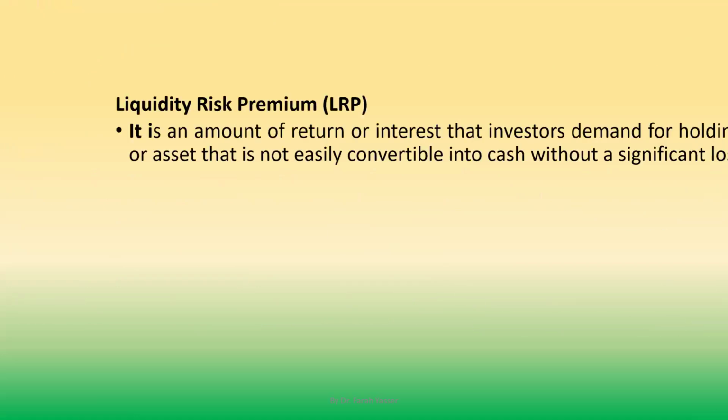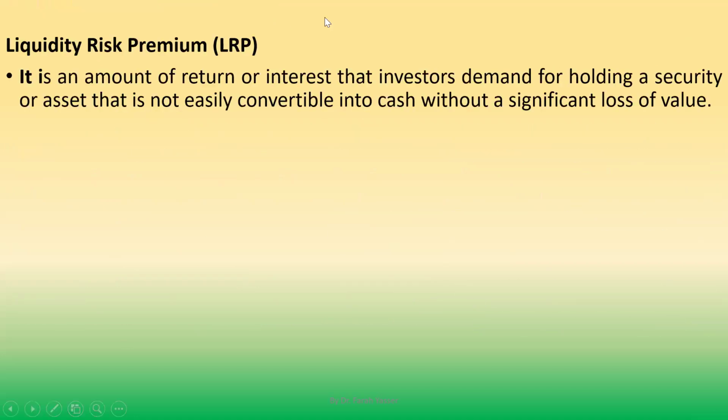The next is liquidity premium. Liquidity premium is the return, or the interest, that investors demand for holding a security that is not easily convertible into cash without a significant loss of value. And we have just discussed that treasury bonds have no liquidity risk premium because they can be easily converted into cash, whereas corporate bonds have a liquidity risk premium.